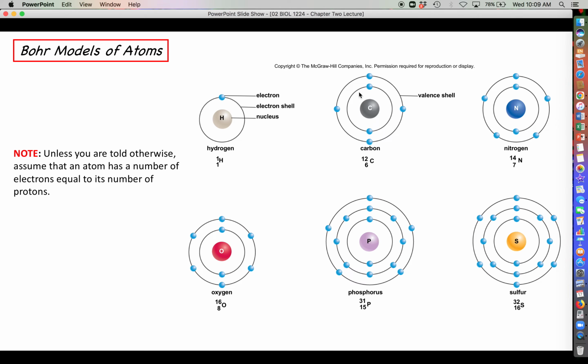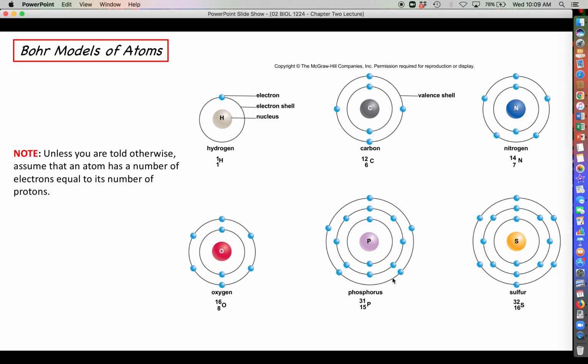Carbon has 6 electrons, so just 1 energy level is not going to cut it. We can put 2 electrons into that first energy level, but the remaining 4 electrons have to go in a second energy level. The same goes for nitrogen, which has 7 electrons total. 2 go in the first level, the remaining 5 go in the second level. For oxygen, which has 8 electrons, the outermost energy level would have 6 electrons.